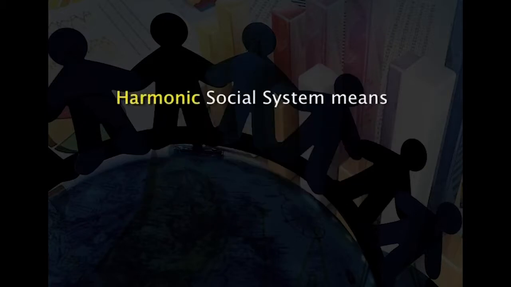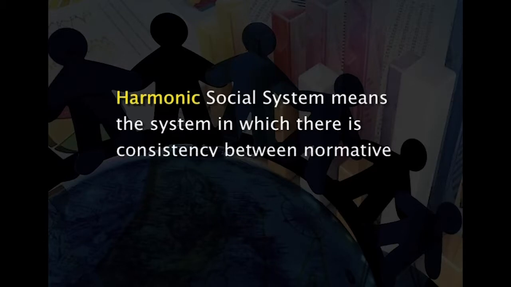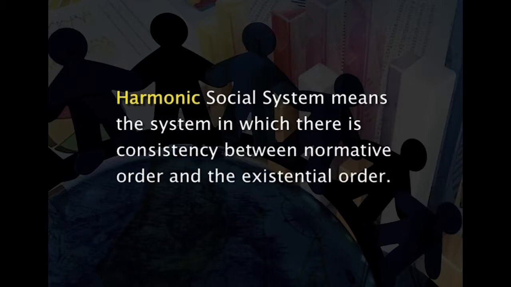According to André Béteille, there are two types of social systems, harmonic and disharmonic. Harmonic social system means the system in which there is consistency between normative order and the existential order. It means there will be consistency between the order of prescribed standards and the order that shapes the individual's destiny. Society is divided into groups which are placed high and low, and the divisions and their ordering are considered as right, proper and desirable, or as a part of the natural scheme of things. India is a good example of such a system. There is a basis for and a practice of inequality.